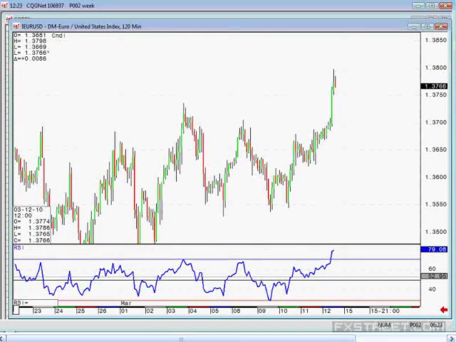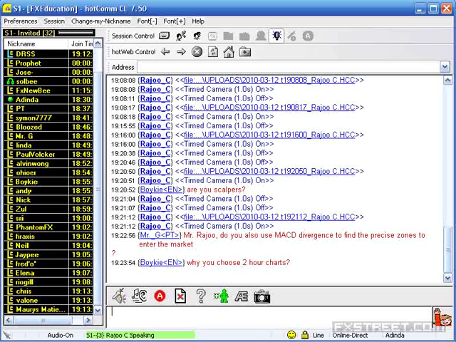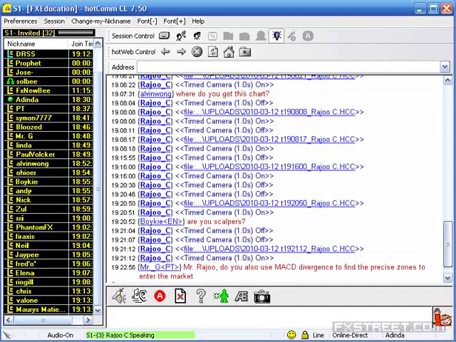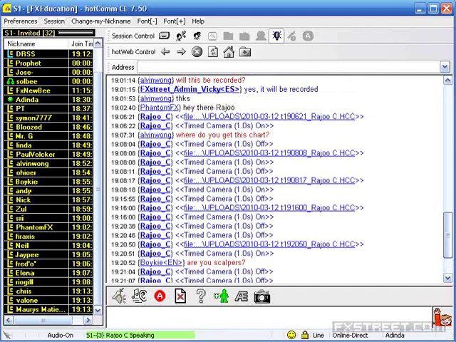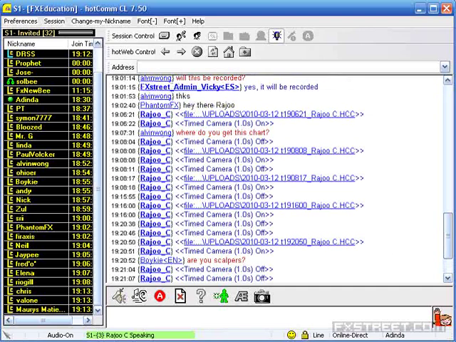Okay. Now let me look at the questions. Again, if you feel you want to discuss any market, feel free to ask, specifying the time frame as well as the market which you are interested in. We can discuss and we can have a group discussion. Okay, the first question is, where do you get this chart?